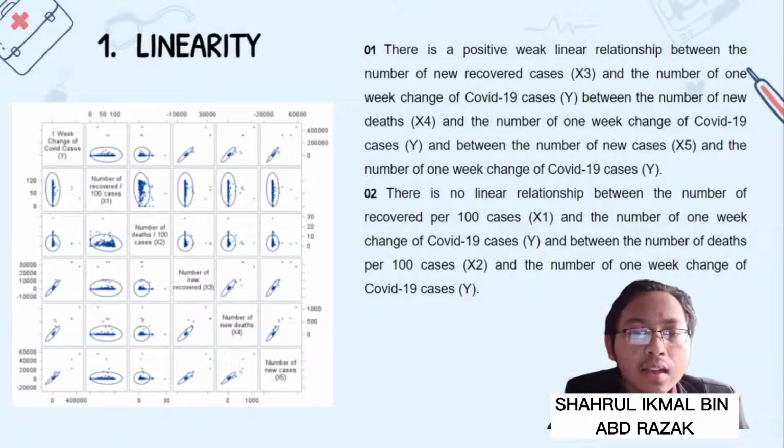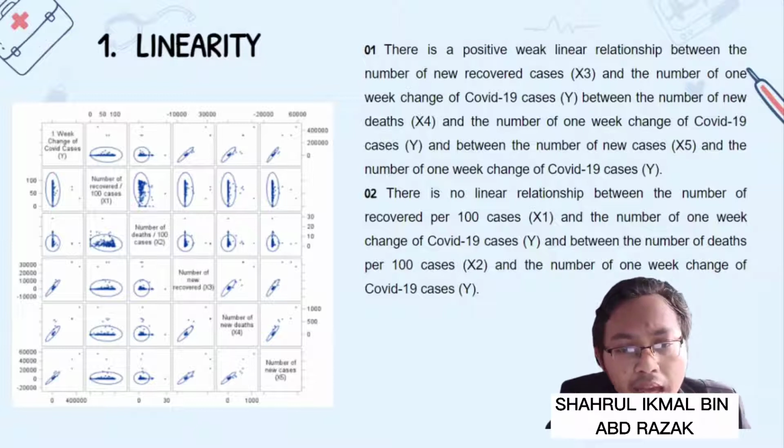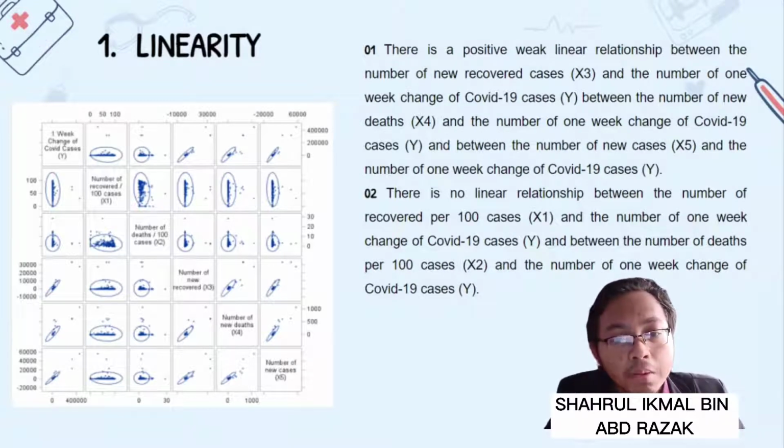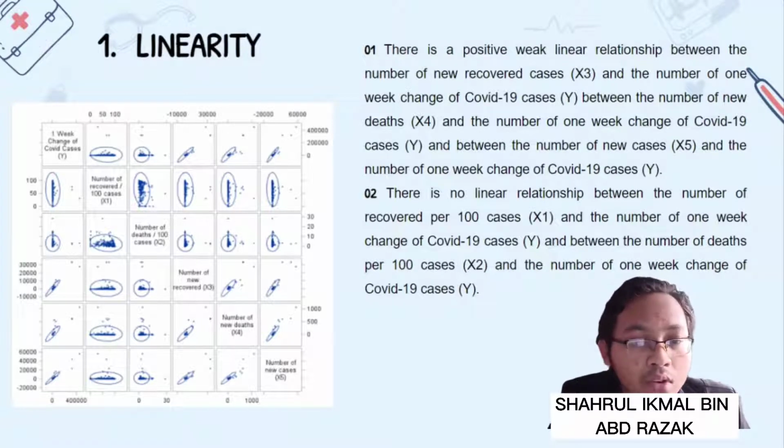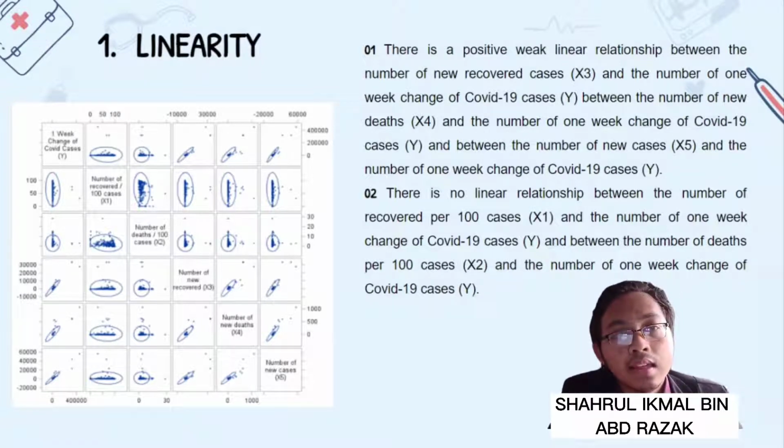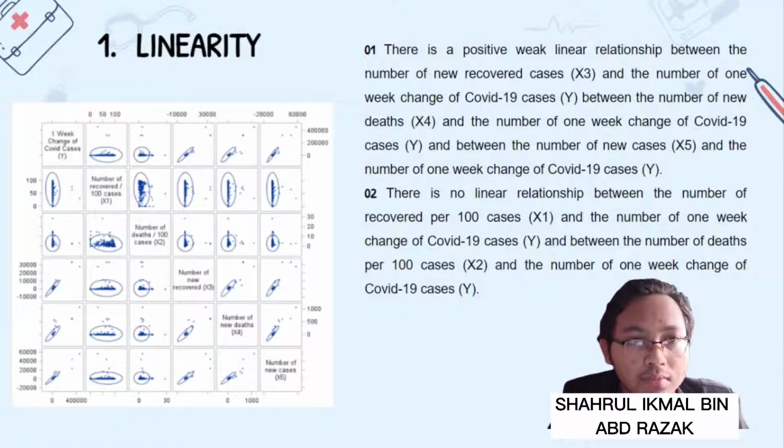However, there is no relationship between the number of recovered per 100 cases x1 and the number of 1-week change of COVID-19 cases y. And there is also no relationship between the number of deaths per 100 cases x2 and the number of 1-week change of COVID-19 cases y. Since there is no relationship and only a positive weak linear relationship, therefore, we need to do a transformation on this model.